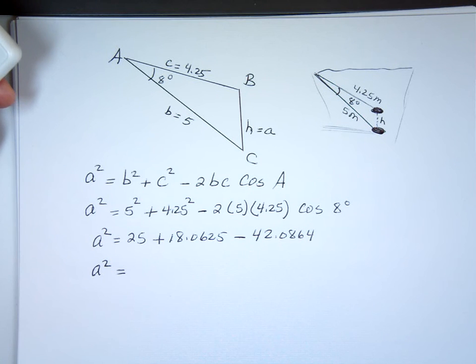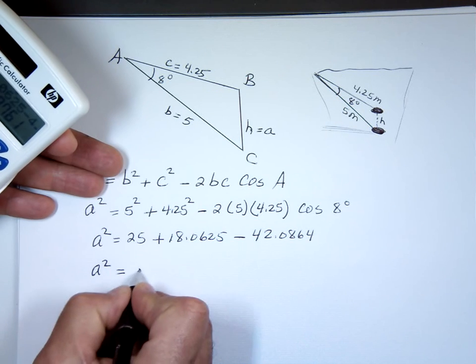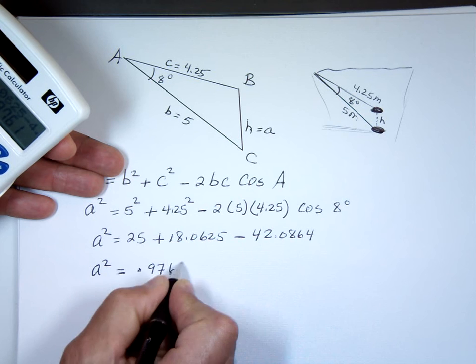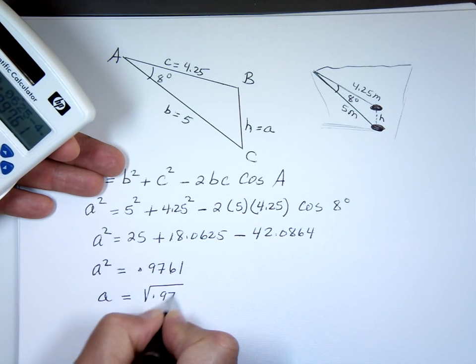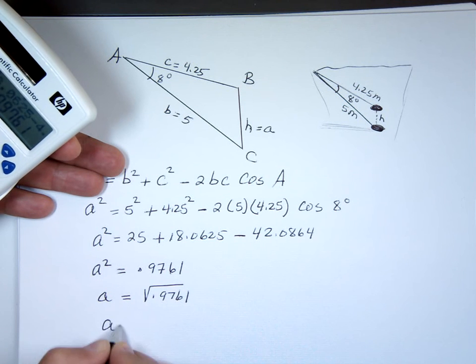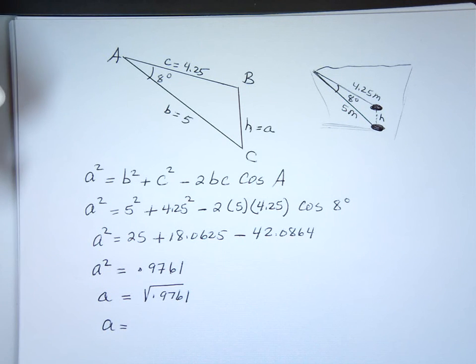25 plus 18.0625 minus 42.0864 is 0.9761. It's the square root of that number, which is 0.989.